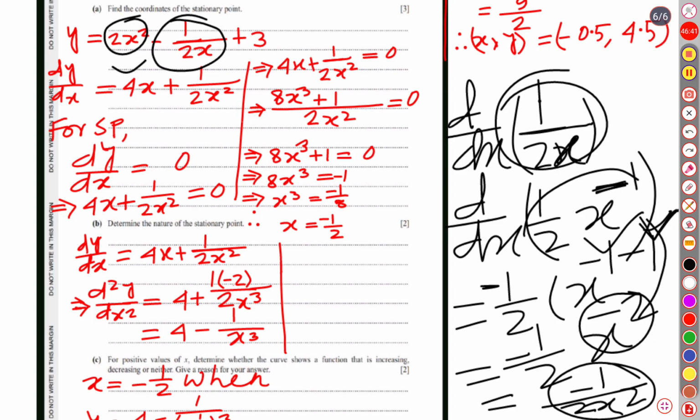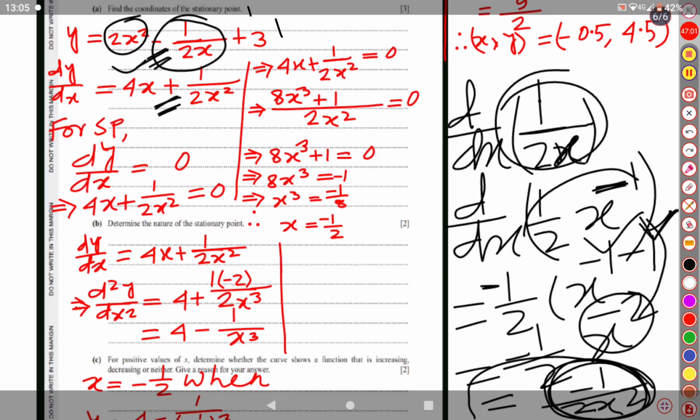Now the question is, how has it become positive? Already there is a negative symbol. Look, this negative symbol, and for derivative one more negative symbol, that's why it has now become positive, 1 over 2x square.